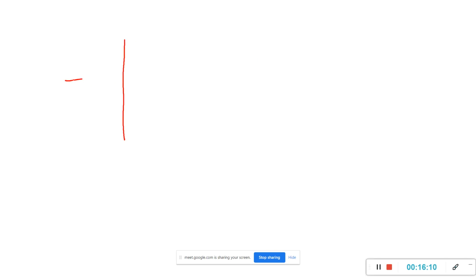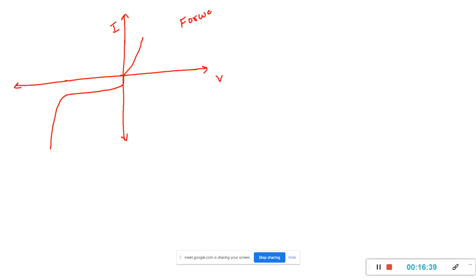So next we have VI characteristics of the diode, Zener diode. I am drawing the complete VI characteristics of the diode. Okay, so here we have current, here we have voltage. This is the forward characteristics.